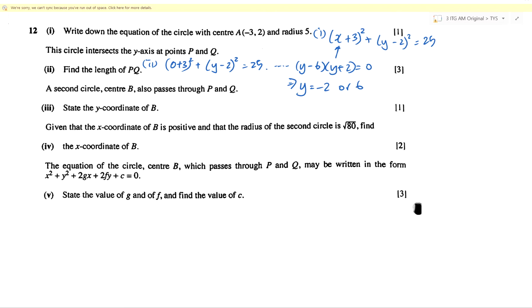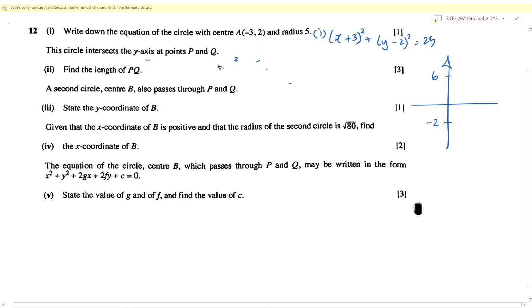Next, find the length of PQ. From -2 to 6. One of them is P, one of them is Q. It doesn't matter which you assign to be which. They're asking for the length. So from here, quite clearly, the length will be 8. In fact, we don't even need to do any calculation. So 8 units for part 2. Okay, the next question, part 3.